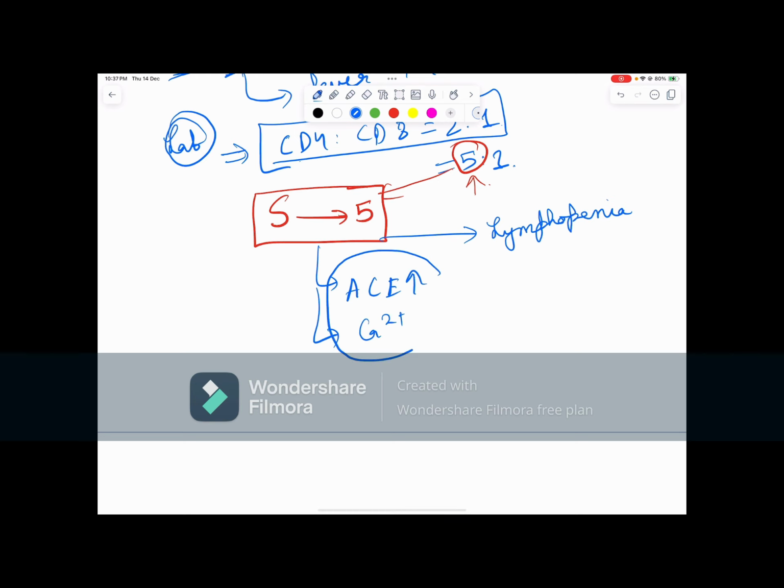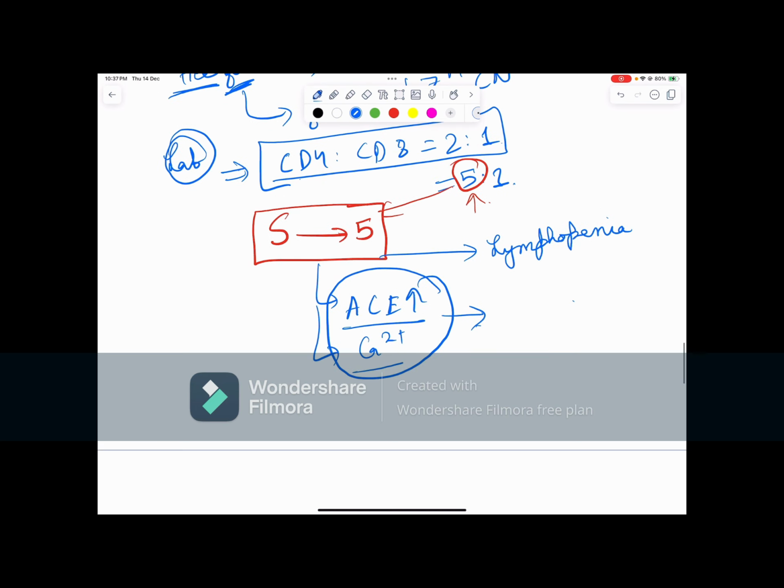So what is the ultimate purpose? Its ultimate purpose is to increase the blood pressure. See, increasing ACE and increasing calcium will increase the blood pressure to a smaller extent, but that part you can eliminate, just to understand the whole pattern of the disease. Now we do the Kveim test and all, and just remember that in bronchoalveolar lavage the CD4 to CD8 ratio would be increased.